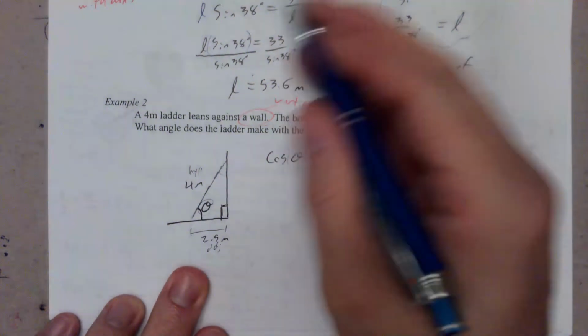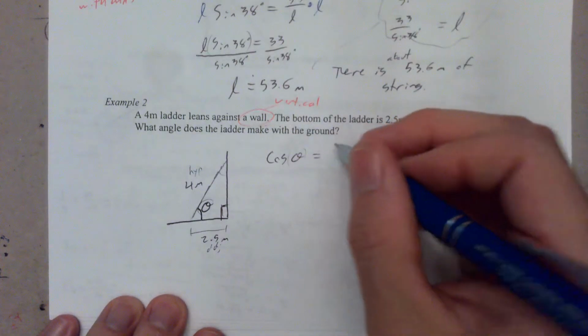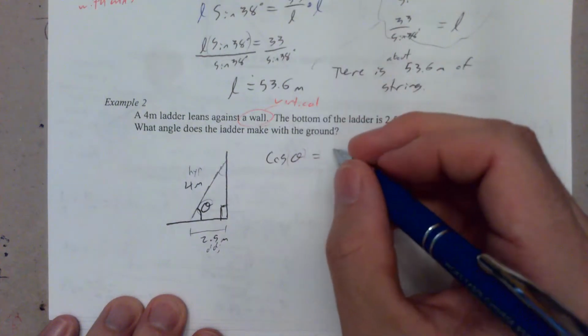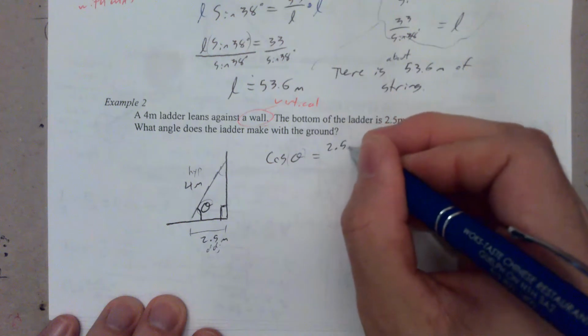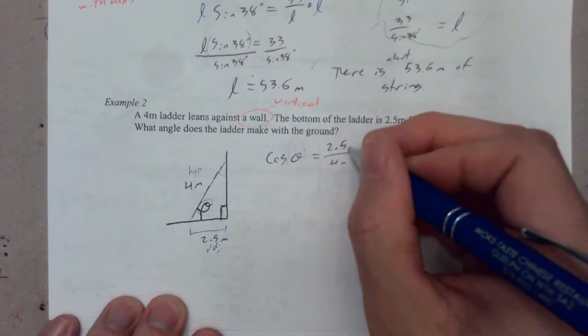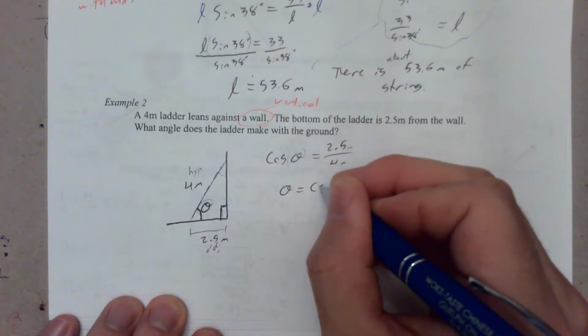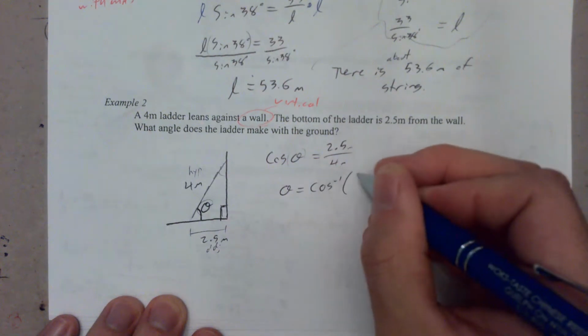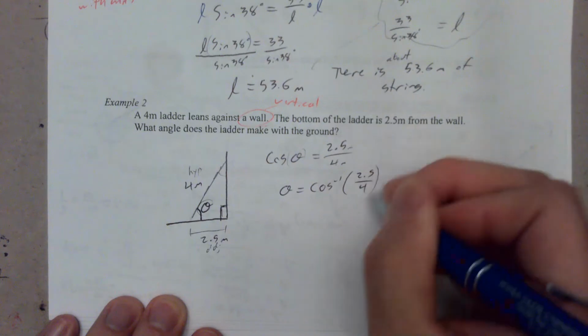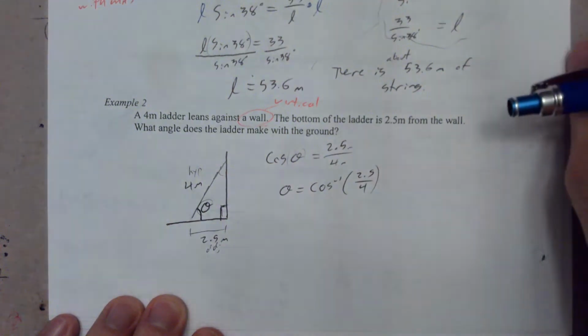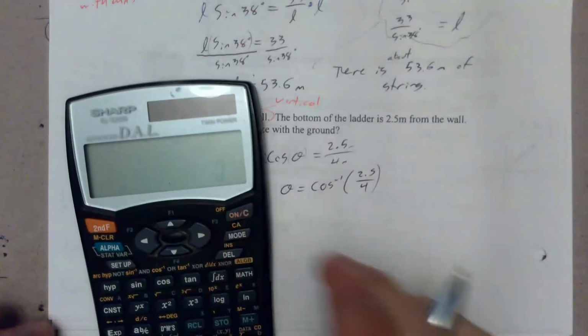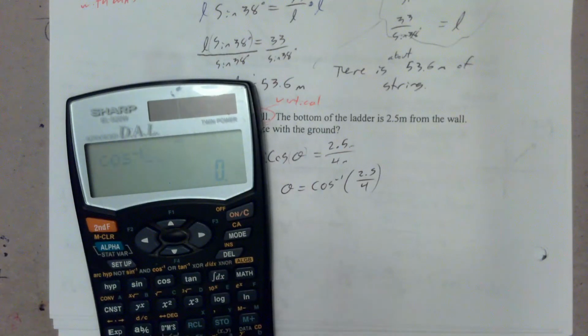Cosine of theta. I didn't talk about units in the last question. You can pretty much trust that your units are going to work out. It's going to be 2.5 meters divided by 4 meters. Meters divided by meters is unitless. I ask my calculator for the inverse cosine of 2.5 divided by 4. I don't think you need to divide 2.5 by 4 first and then write down that approximation. Let's just go inverse cosine of 2.5 divided by 4.